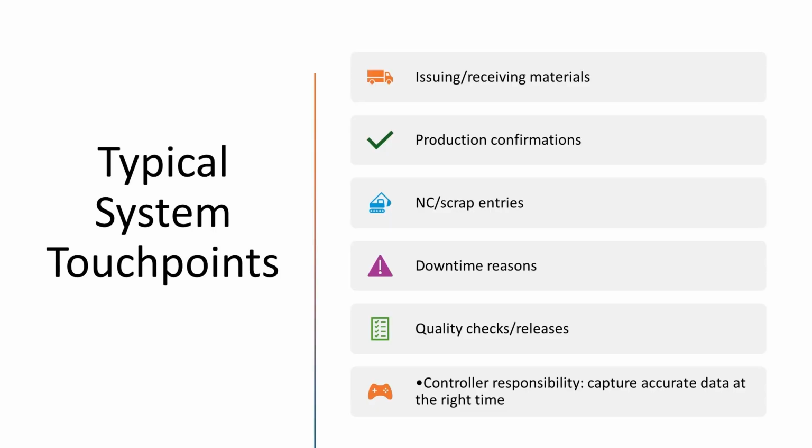Typical daily system touch points include: 1. Startup verification and checklist logging. 2. Issuing and receiving materials to order. 3. Recording scrap quantities and reasons. 4. Entering downtime, causes, and durations. 5. Confirming shift production counts accurately. 6. Completing quality hold or release steps.